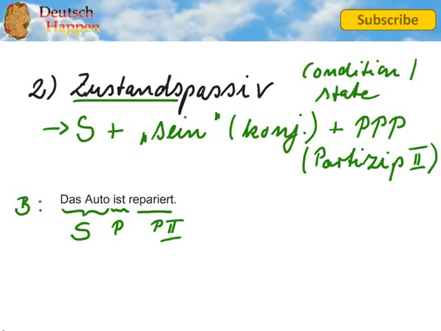Das Auto ist repariert. Now, that's basically all I want to focus on today. Next time it's going to get interesting, as I'm going to show you how to actually form the passive voice sentence when taking an active sentence, and then seeing what steps to take, how to get the passive.